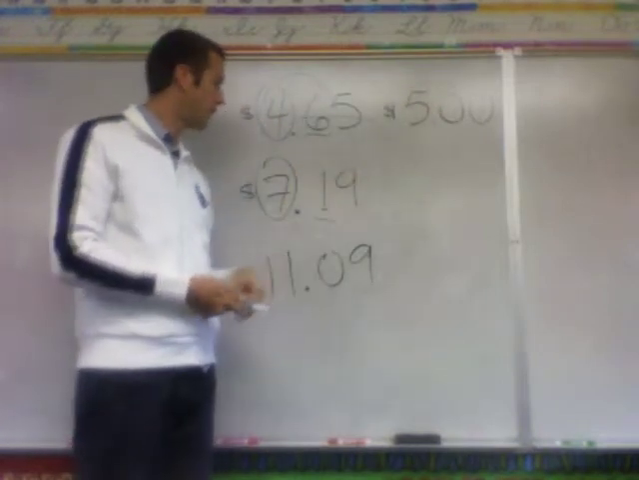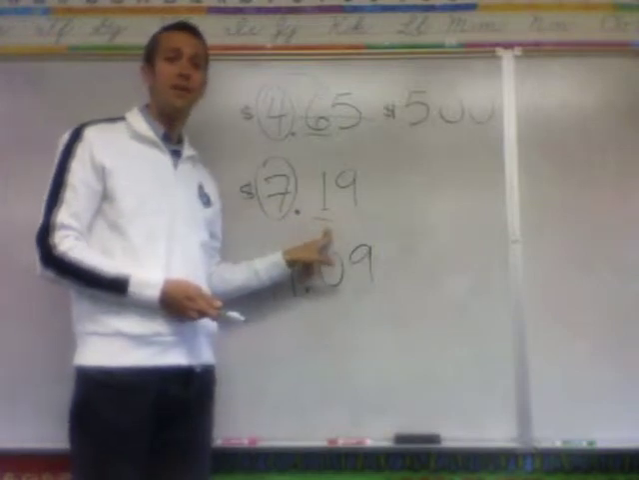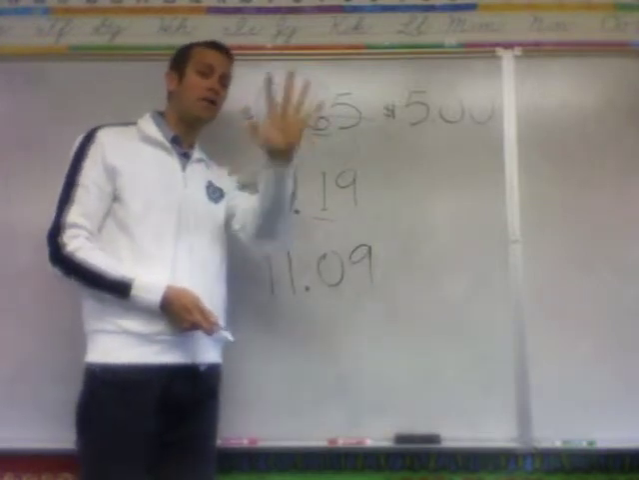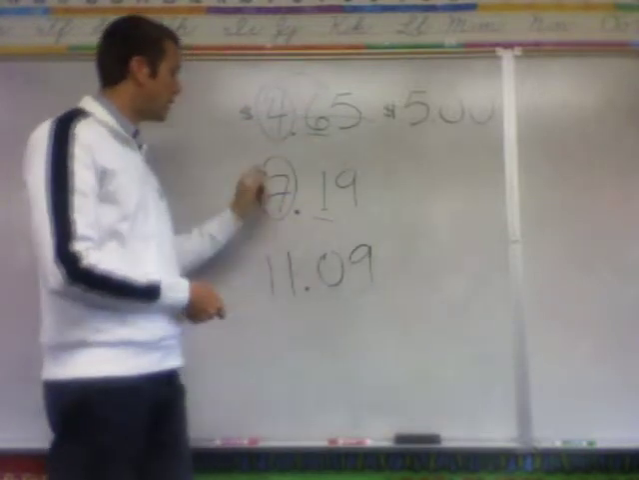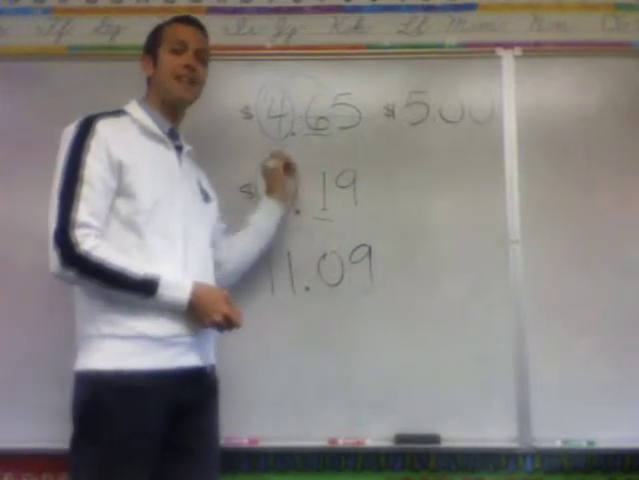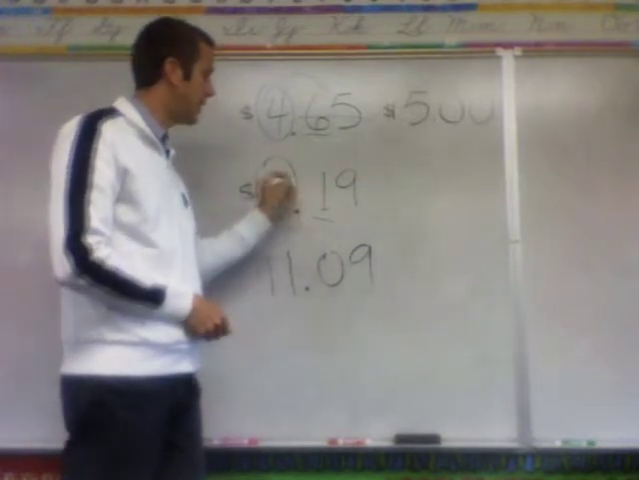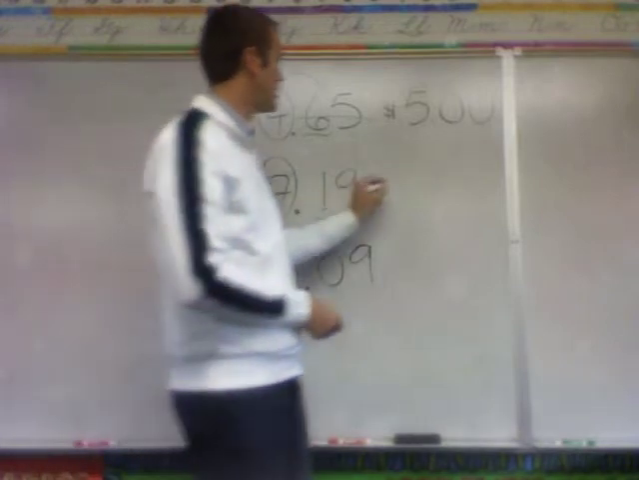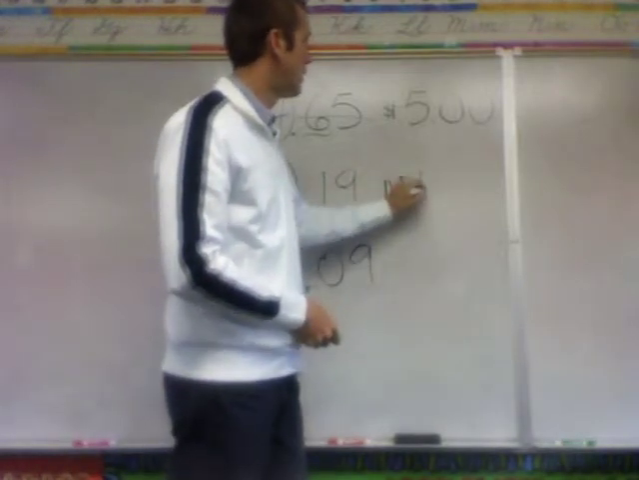Right? Let's try it here. The 1 is definitely lower than the 5, so it tells me to go down. So this number 7 stays a 7, doesn't go down to a 6, and the numbers after it become 0, so my answer is $7.